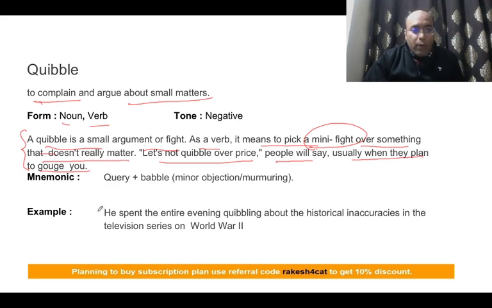So we can have one example here. It says that he spent the entire evening quibbling about the historical inaccuracies in the television series on World War II. Quibble, right? So again, the same idea, fight, right? Complain and argue about small matters.